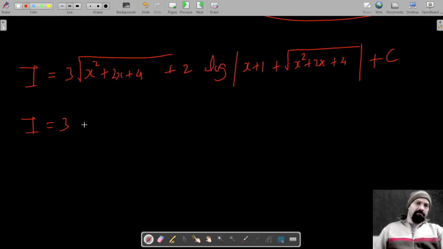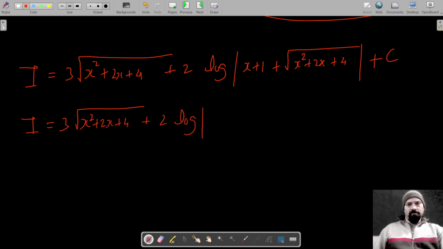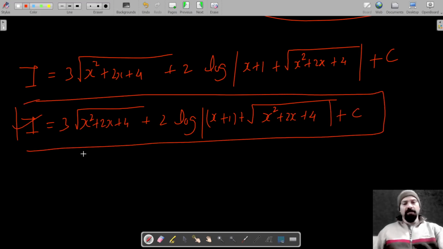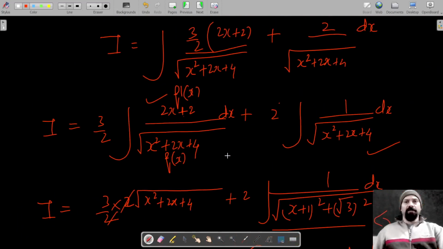So I is equal to 3 under root x square plus 2x plus 4 plus 2 into log of x plus 1 plus under root of x square plus 2x plus 4 plus c. So I is equal to 3 under root x square plus 2x plus 4 plus 2 log of x plus 1 plus under root x square plus 2x plus 4 plus c.